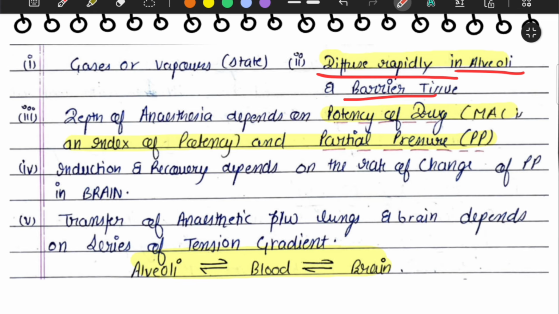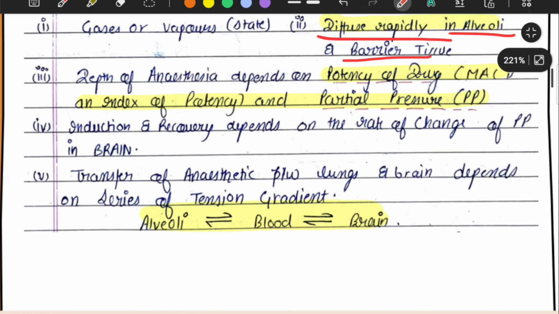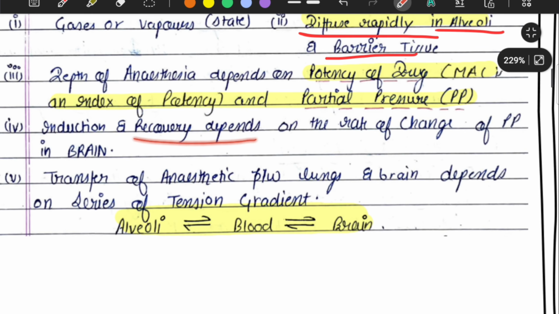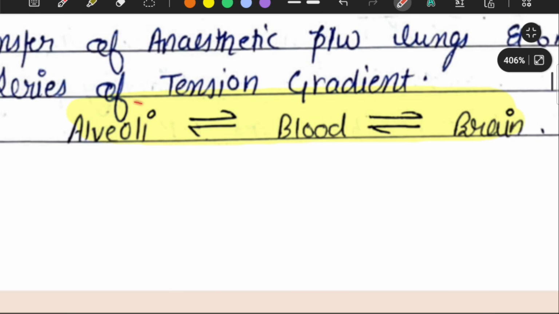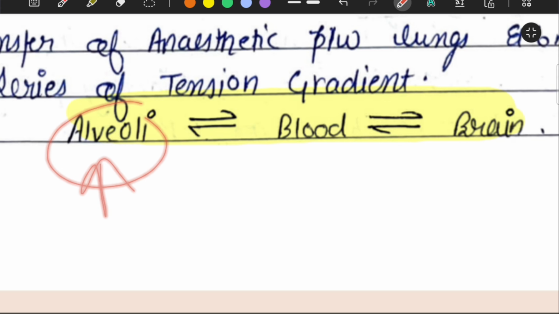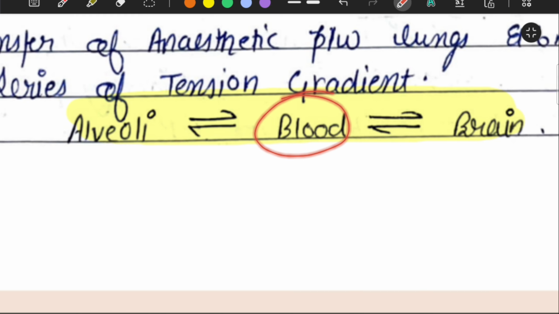The higher the partial pressure, obviously the more effect it would show. The induction and the recovery depend on the rate of change of the partial pressure in the brain. The more quickly the partial pressure changes, the more quickly the induction and the recovery would occur, right? Now, how does the transfer of the gaseous anesthetic look? First of all, it reaches the alveoli through inhalation. Then it diffuses into the blood, and finally it reaches your brain.